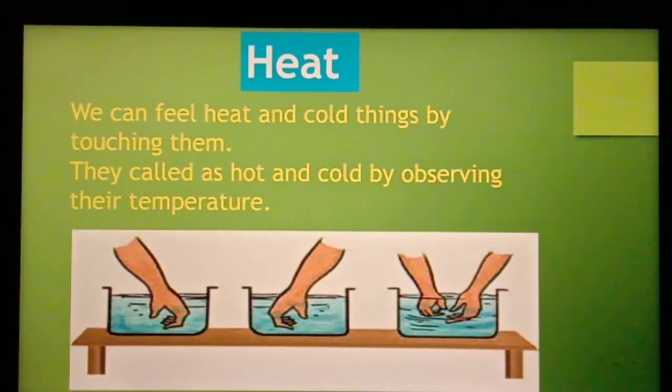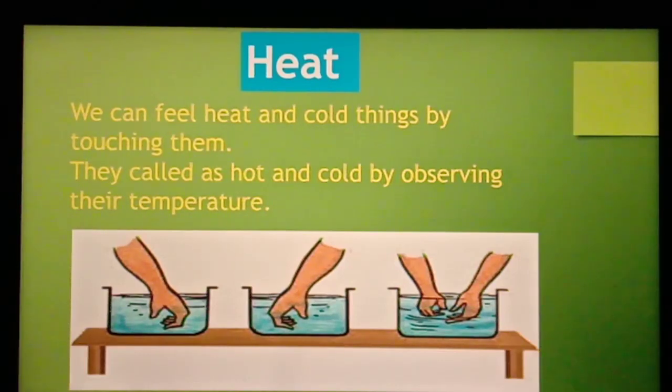Today we are here to discuss lesson number 4 of science, heat. As we all can observe, many things around us could either be hot or cold. We can observe them by touching them or by observing their temperature.